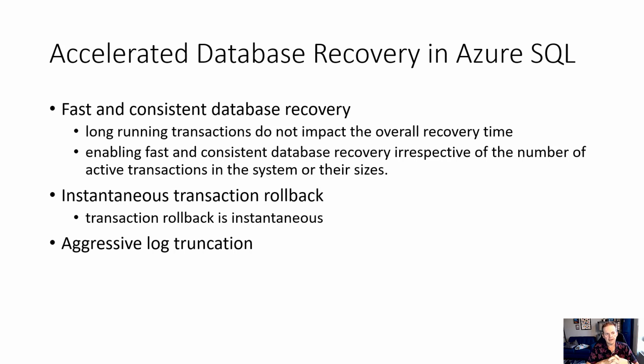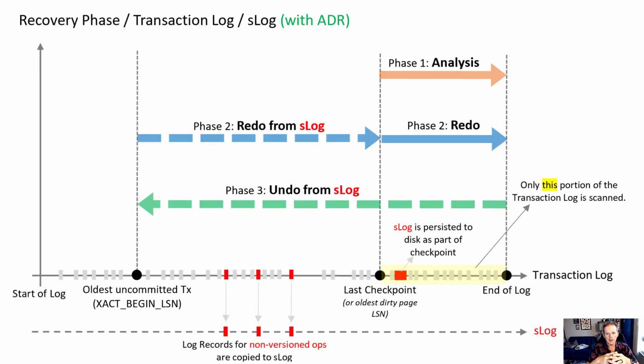So we get fast and consistent database recovery. Long-running transactions do not impact the overall recovery time. And the recovery happens irrespective of how many active transactions we have to roll forward or roll back, right? We get instantaneous transaction rollback, and the reason we get that is because of aggressive log truncation. Now that's one of the reasons, but we also have this thing called the S-log.